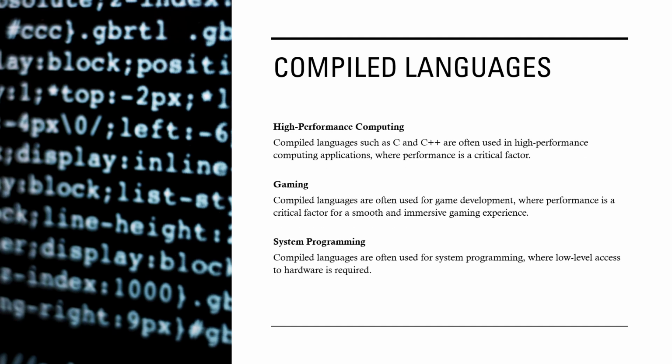Compiled languages. High-performance computing. Compiled languages such as C and C++ are often used in high-performance computing applications where performance is a critical factor. Gaming. Compiled languages are often used for game development, where performance is a critical factor for a smooth and immersive gaming experience. System programming. Compiled languages are often used for system programming, where low-level access to hardware is required.